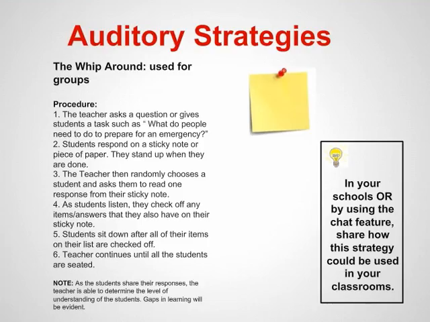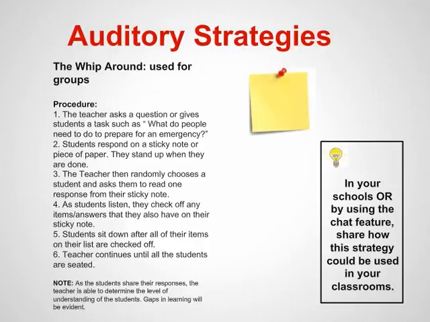To begin, we're going to talk about different types of auditory strategies. The first strategy is called the whip around, and this is a great strategy to use for formative assessment in groups. You start when the teacher asks a question or gives a student a task. For example, what do you need to do to prepare for an emergency? Students then respond with their answers on a sticky note or a piece of paper. When they're finished their responses, they'll simply stand up.